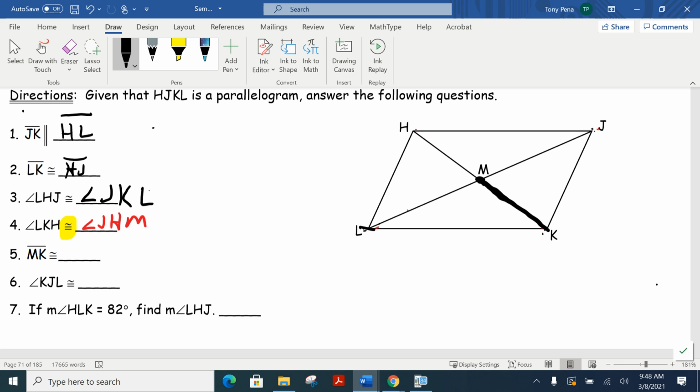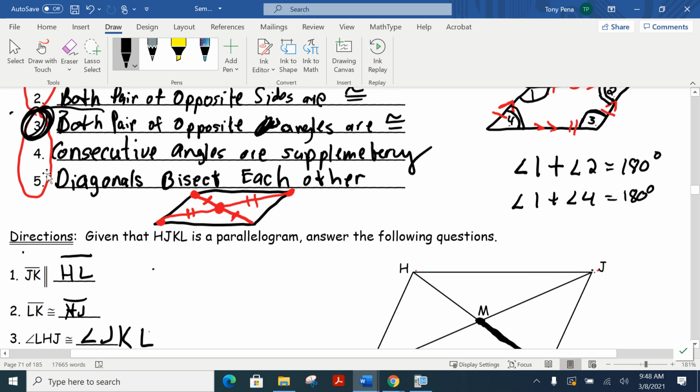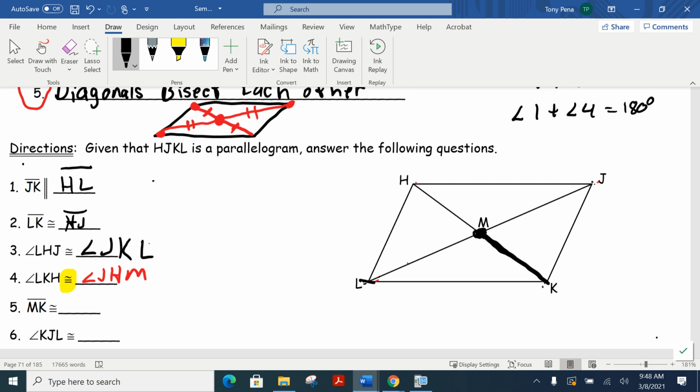All right. Hopefully a little bit nicer now. So now we're talking about diagonals, right? These are some part of our diagonal. So we want to go up to the top here and look. It's number 5. Diagonals bisect each other. So that would mean this point M is the midpoint for both of our diagonals. That cuts both of them in half. So MK, this segment, would have to be congruent to that segment there, because that big diagonal H to K would have been cut right in half. So HM would have to be congruent to MK. Do we get that one, Mr. Kubitz? No. Okay.